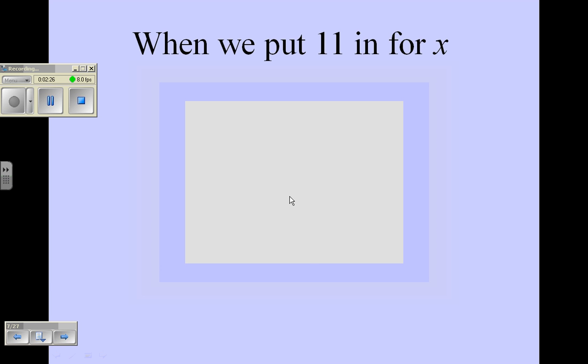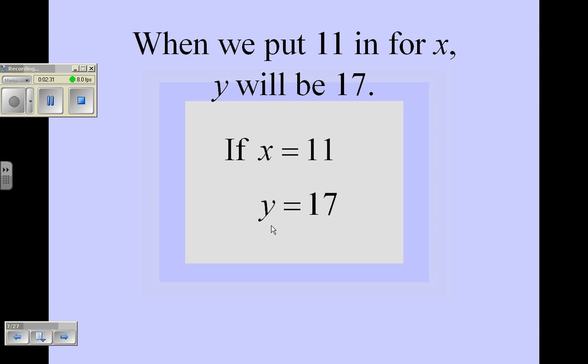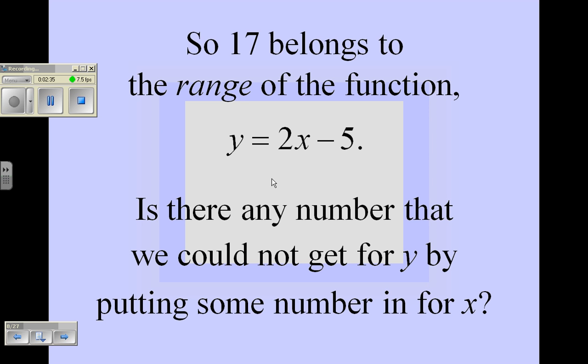Now, when we put 11 in for x into that function, y will be 17. And remember, we're doing 2x minus 5. So 17 belongs to the range of the function. We plug in 11, we get out 17. The input is 11, the output is 17, so that's the range. Thinking about this, is there any number that we would not be able to get for y by putting in some number for x?